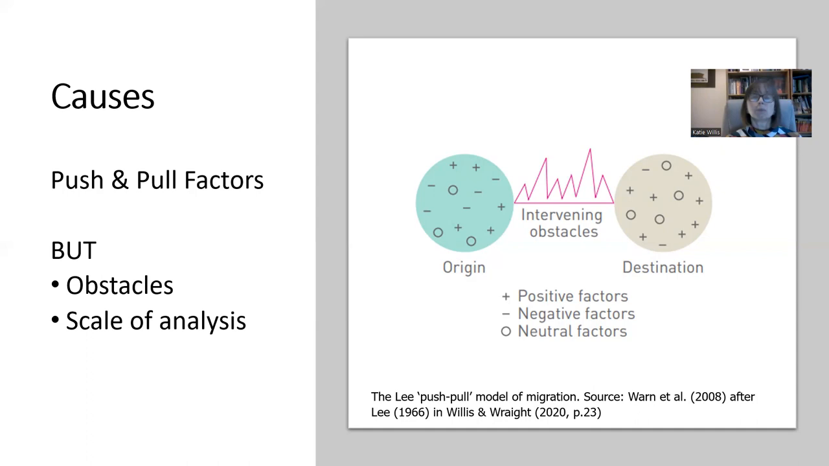We also have to think in terms of the causes, the scale of analysis. Again, are we thinking about individuals, households, communities, nations? And also the theoretical approach that's being adopted. So the push and pull factors is a good starting point, but we have to think very carefully about how we're using those ideas in order to understand a particular flow of migration.